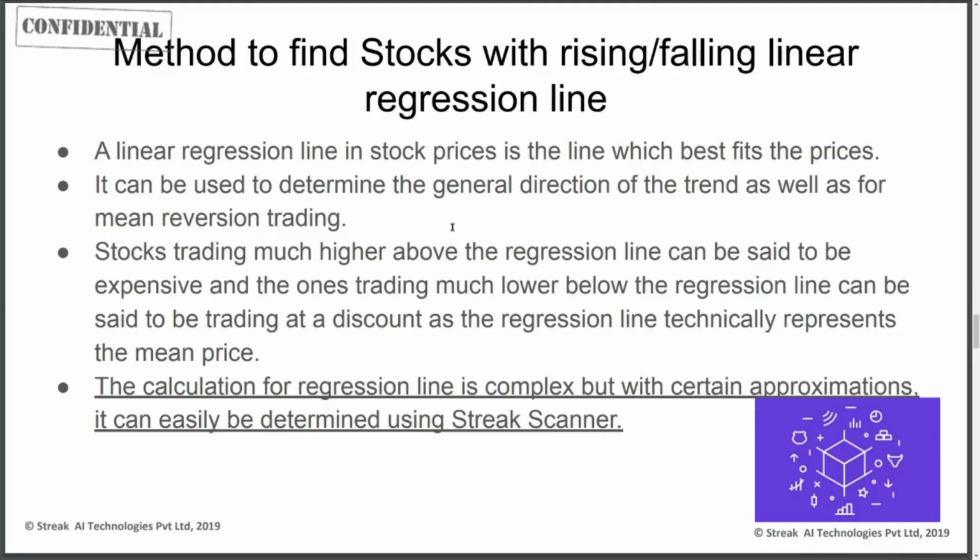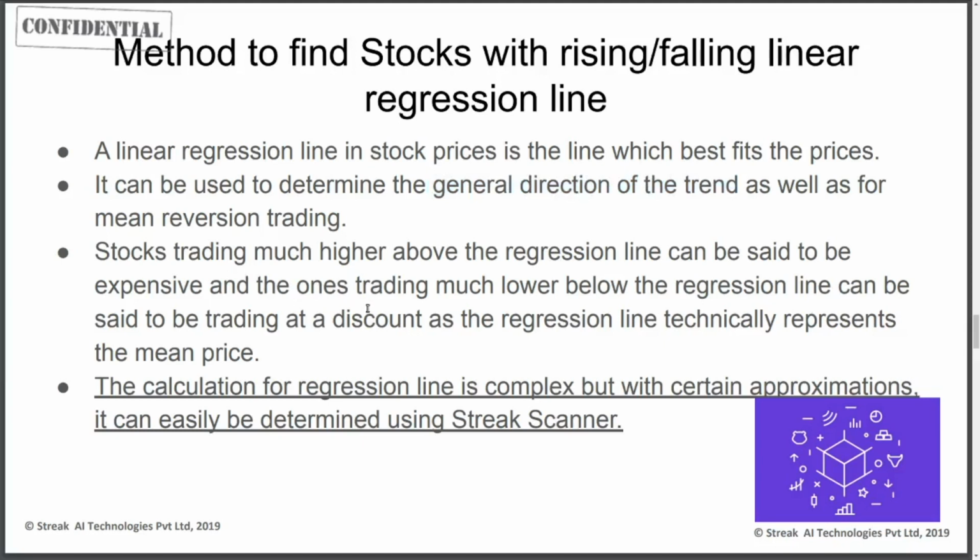Let's cover methods to find stocks with a rising and falling linear regression line. A linear regression line is a line which best fits the price movements, and that's why it's called linear regression. It can be used to determine the general direction of the trend, and can also be used for mean reversion trading. We'll see in a minute how.